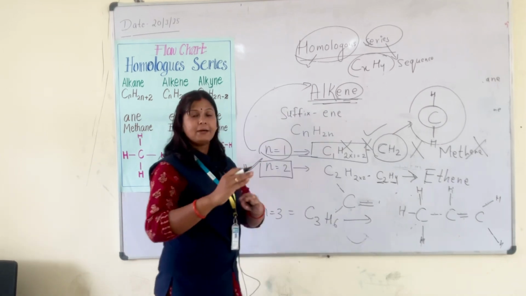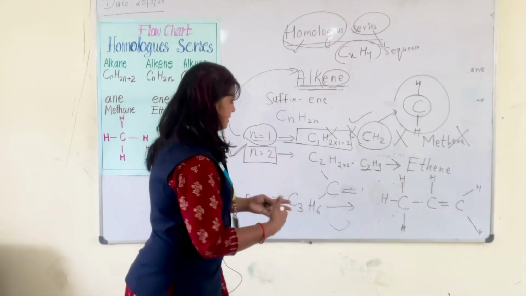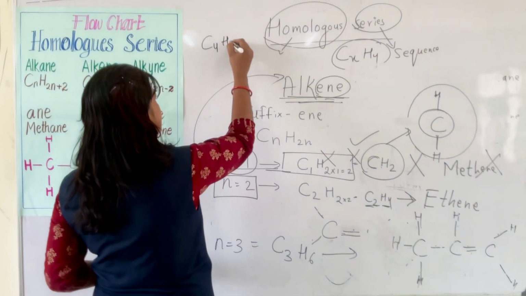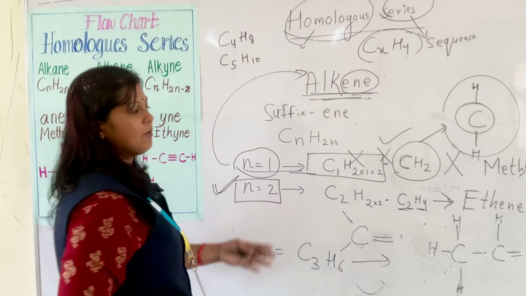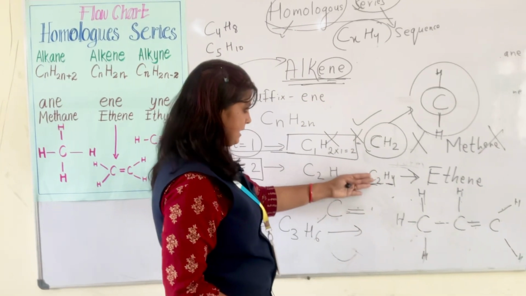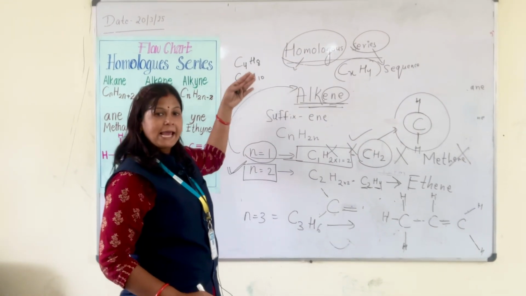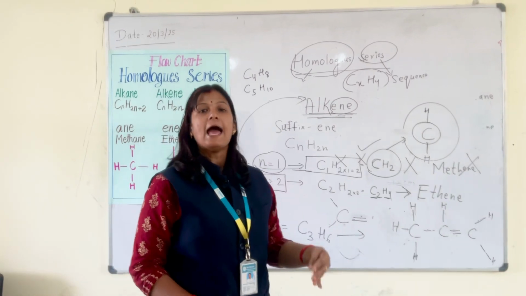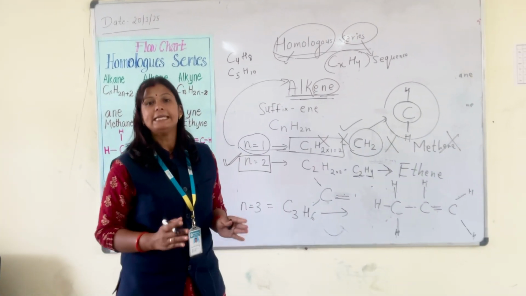Now here also you see the same one I applied. C2H4. Carbon is increased by 1 and hydrogen is increased by 2. The next number will be C4H8, C5H10. Then what is the name? Ethene, propene, butene, pentene, hexene, heptene, octene, nonene and decene. So this is the formula for alkene, ENE.